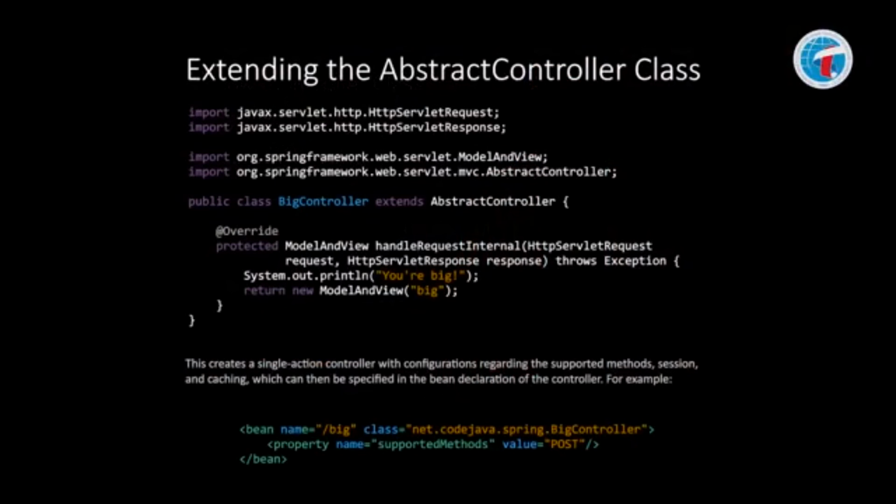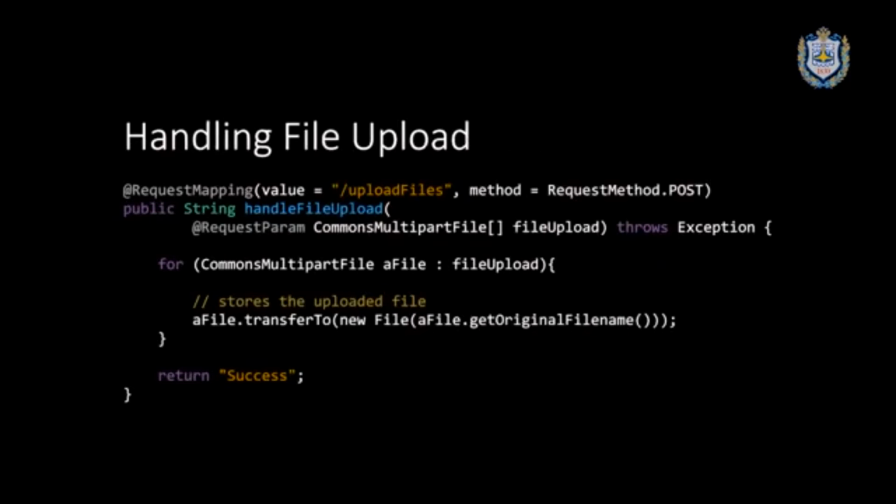Spring MVC also offers several controller classes designed for specific purposes, including AbstractUrlViewController, MultiActionController, ParameterizableViewController, ServletForwardingController, ServletWrappingController, and UrlFilenameViewController. Spring also makes it easier to handle file upload within a handler method by automatically binding upload data to an array of CommonsMultipartFile objects. Spring uses Apache Commons FileUpload as the underlying multipart resolver.